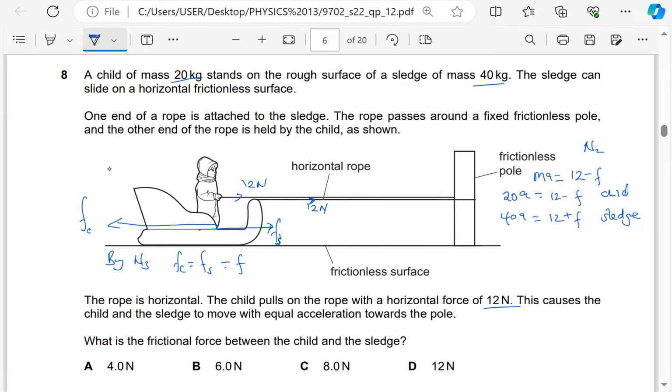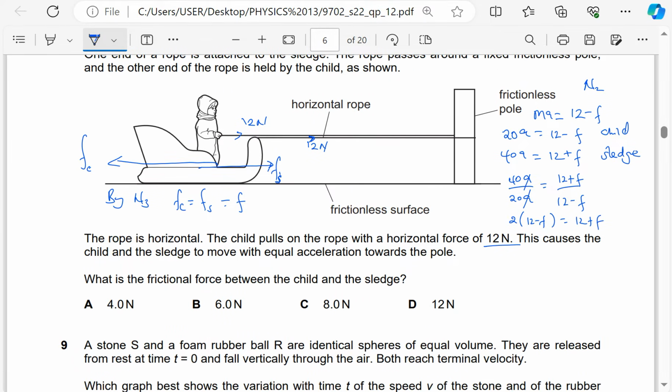So I'm trying to solve these two equations. Solving these two equations, I will divide the two equations, or I can begin by adding, but I don't want to add because I want F to remain there, so I'll just divide. So 40A divided by 20A should be equal to 12 plus F over 12 minus F. So A cancels, and I'll have 2 into 12 minus F is equal to 12 plus F.